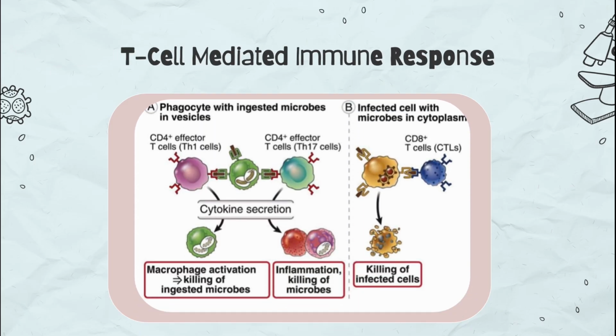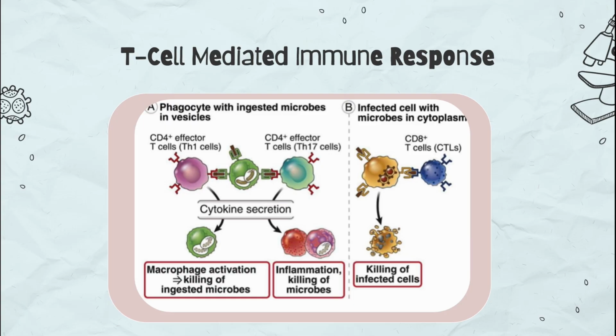This slide summarizes the major effector mechanisms of T cell mediated immunity by comparing the roles of CD4 positive helper T cells and CD8 positive cytotoxic T cells. On the left side, the slide shows CD4 positive effector T cells responding to microbes that have been ingested by phagocytes and are located inside the vesicles. Two important subsets are shown here: Th1 cells and Th17 cells. These helper T cells do not usually kill microbes directly. Instead, they secrete cytokines, which are signaling molecules that activate the other immune cells.